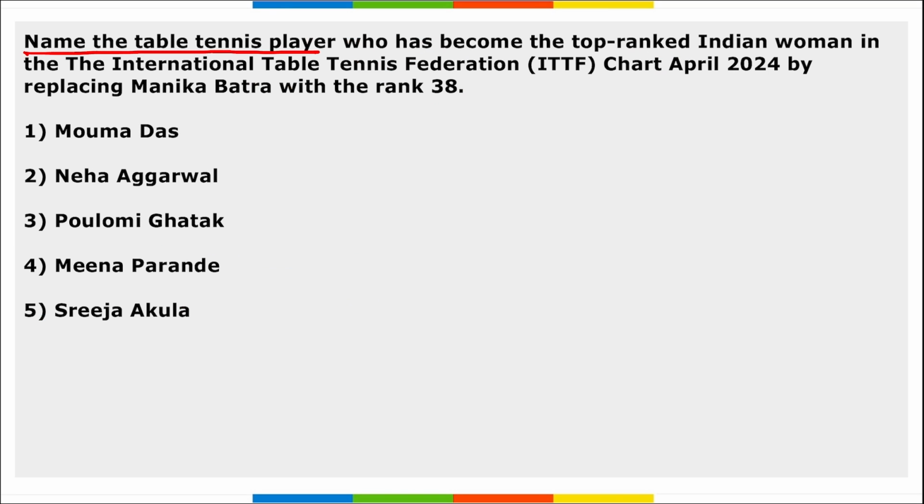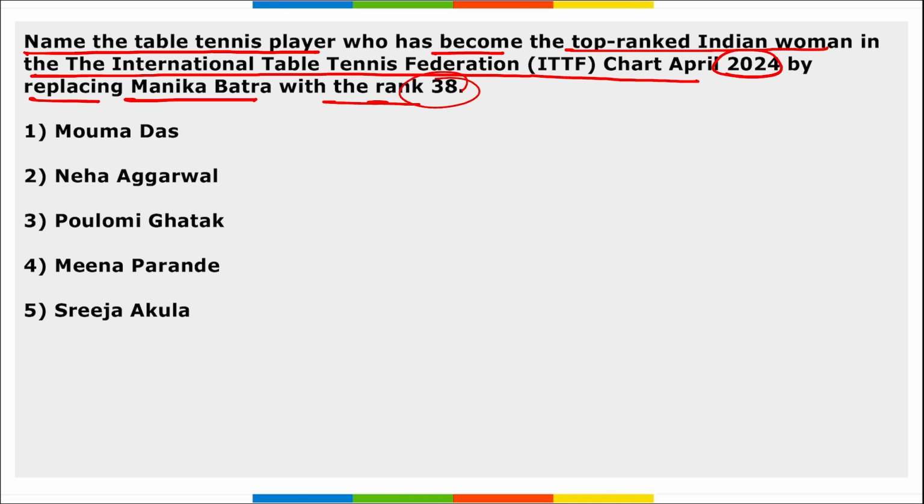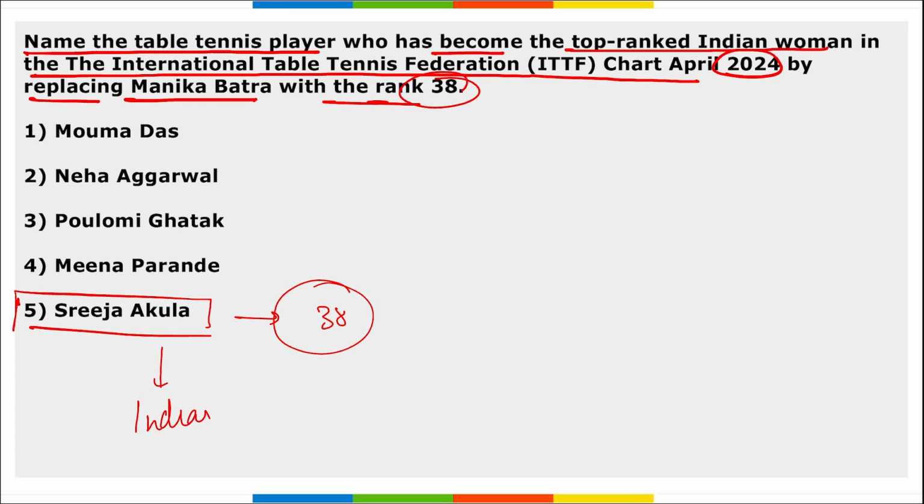Next, name the table tennis player who has become the top ranked Indian woman in the International Table Tennis Federation chart of April 2024 by replacing Manika Batra with rank 38. So, Sreeja Akula, right, has become the top ranked Indian women's table tennis player after rising to a career-best rank of 38, right? And she replaced Manika Batra here, right? Take a note of this. And she has become India's number one table tennis player.